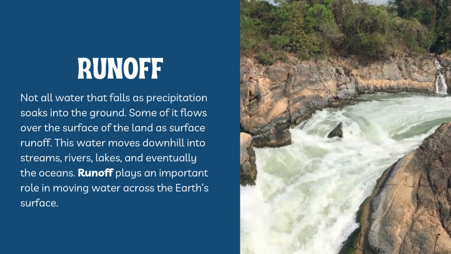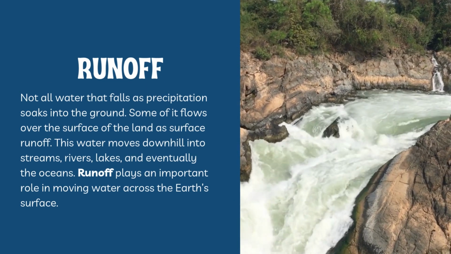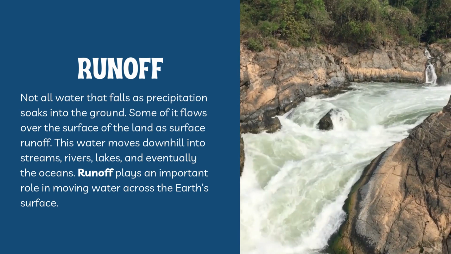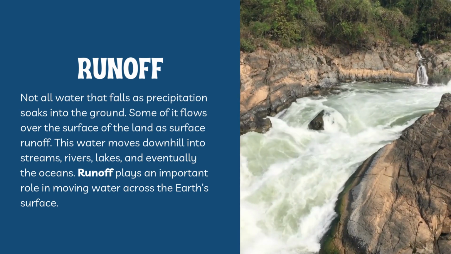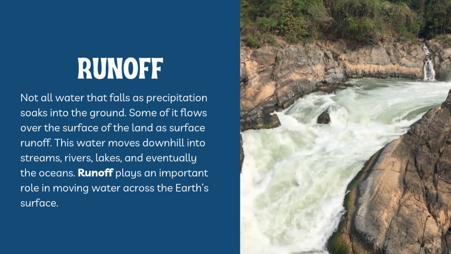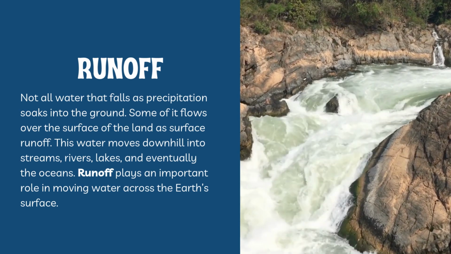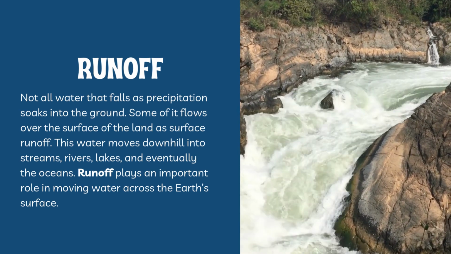The first step is runoff. Not all water that falls as precipitation soaks into the ground. Some of it flows over the surface of the land as surface runoff. This water moves downhill into streams, rivers, lakes, and eventually the oceans. Runoff plays an important role in moving water across the Earth's surface.